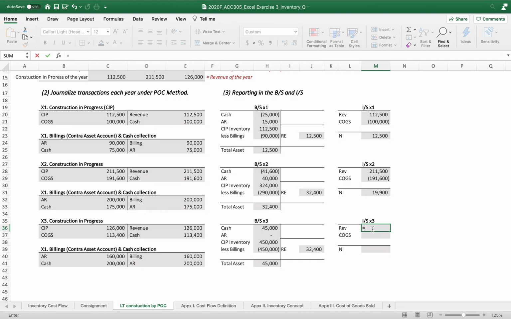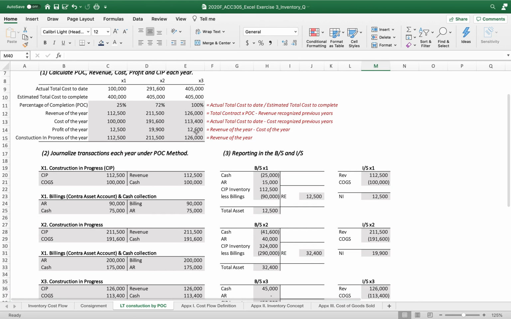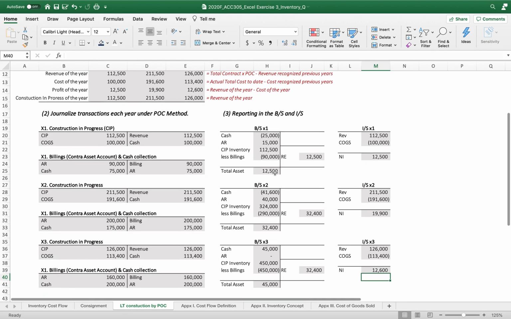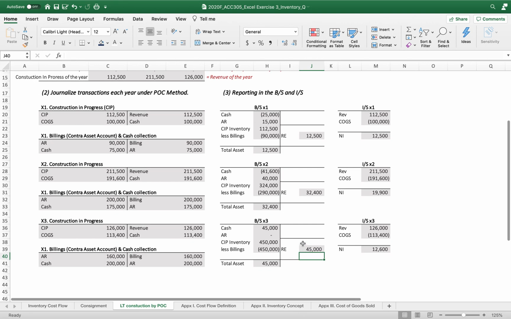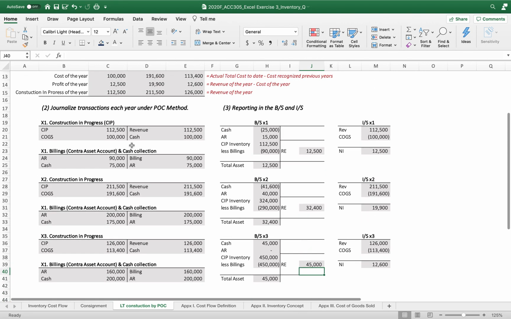Now let's put the income statement accounts, starting from revenue minus cost of goods sold, and then net income is this too. So 12,600, exactly the same as profit of the year based on the POC. So we need to update this retained earning by adding the net income. So we completed: total asset is equal to total liability and equity. Okay, that's it.